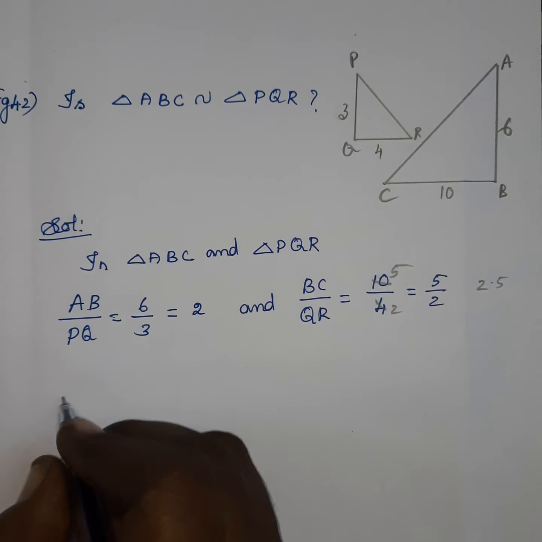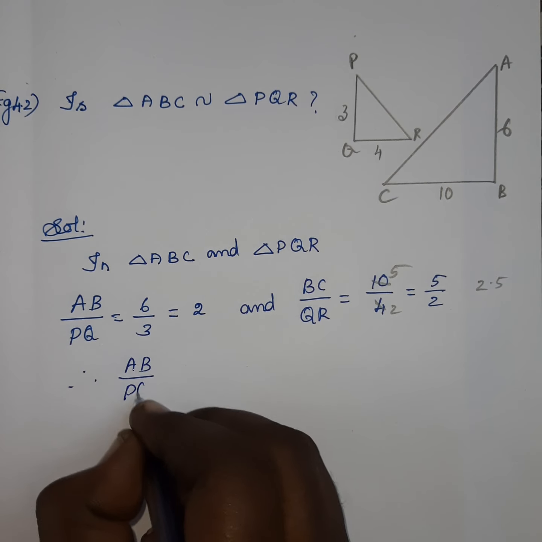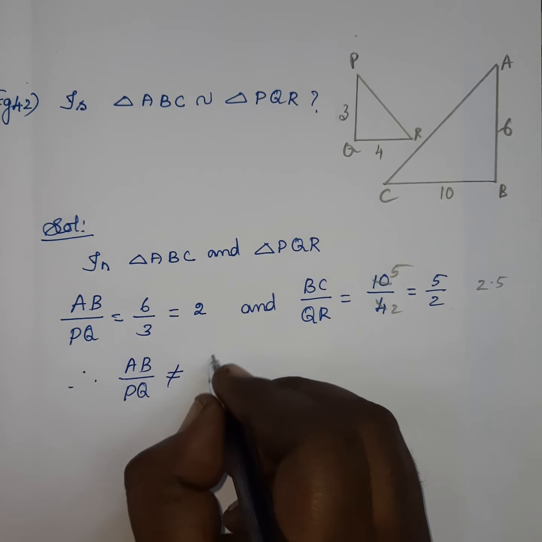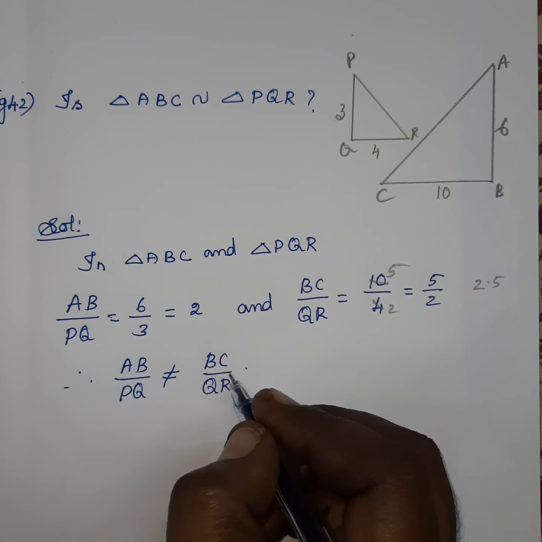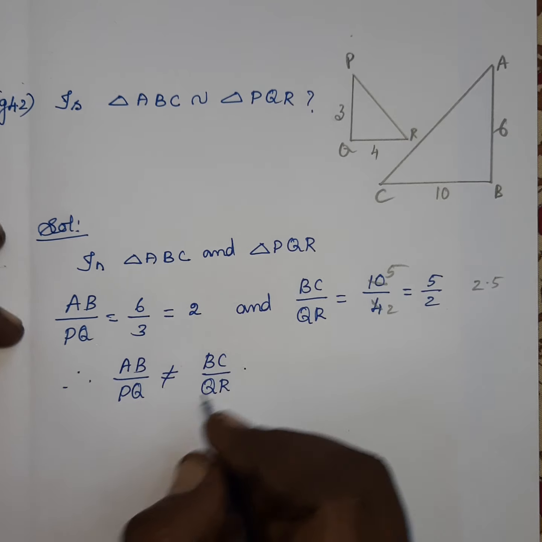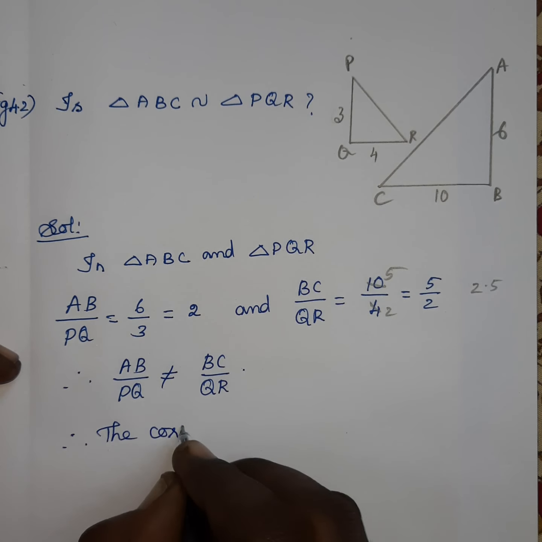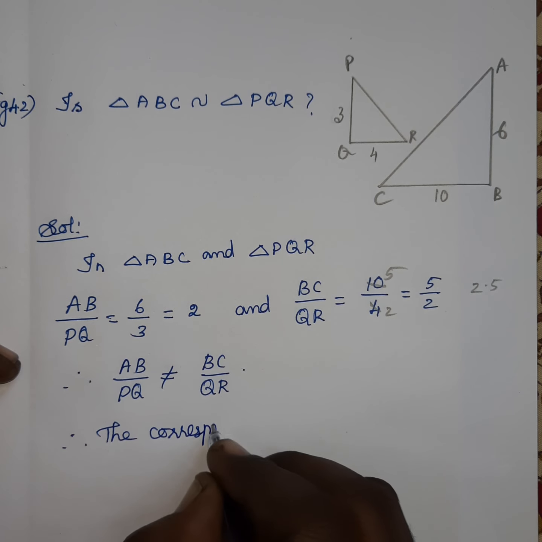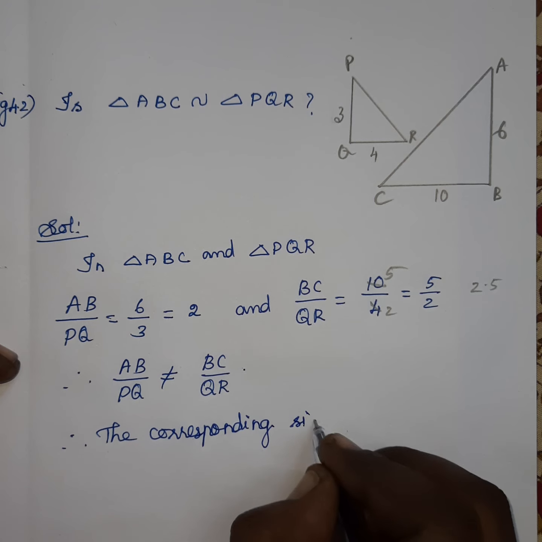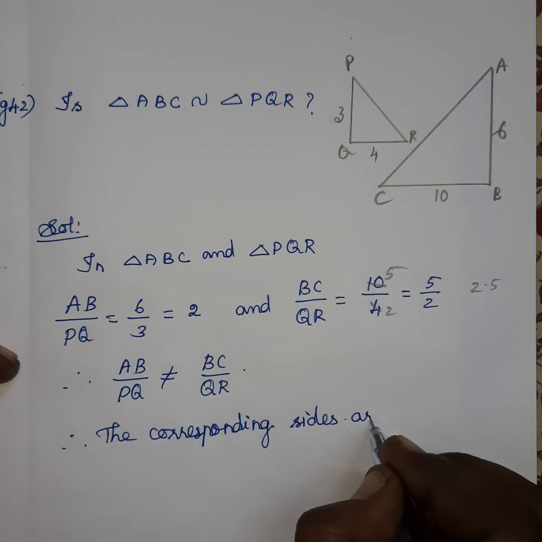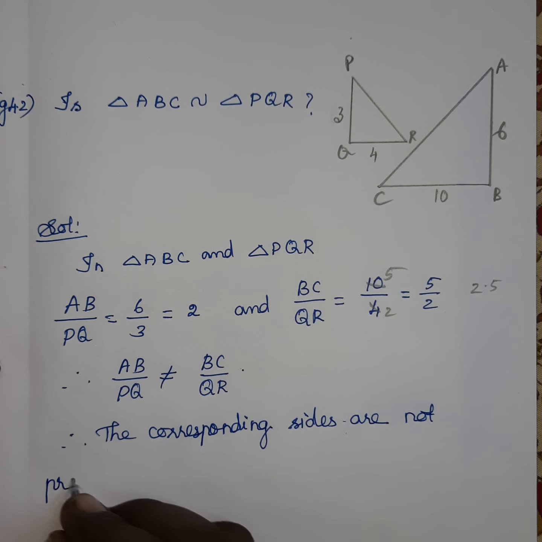So we can say, therefore, AB divided by PQ is not equal to BC divided by QR. So the corresponding sides are not proportional.